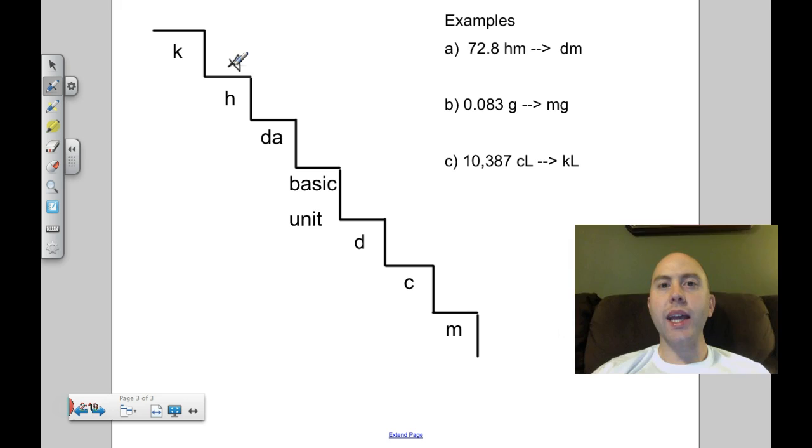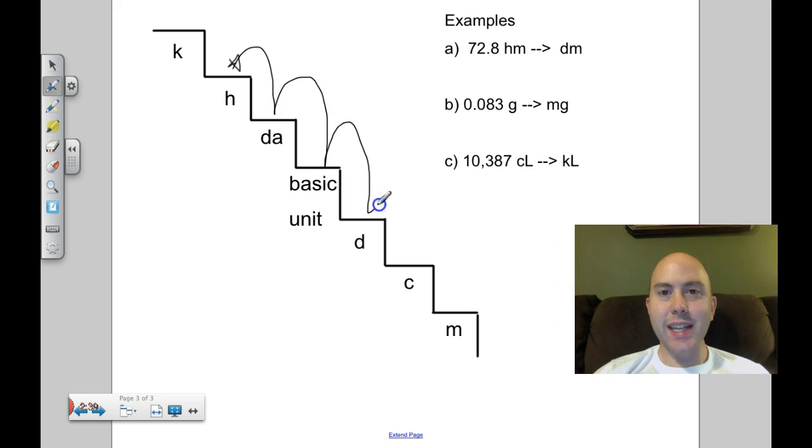And then all I do is I count how many steps I need to move to get to where I need to go. I need to go to decimeter. Deci. D. Not DA. That's decameter. This is just D. Decimeter. So I need to go 1 step, 2 steps, 3 steps to the right. So notice, deci is 1, 2, 3 steps to the right. That means I'm going to move my decimal 3 places to the right.